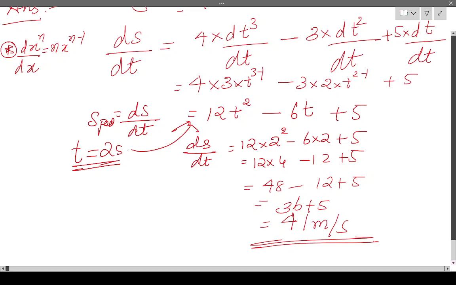This is a way to solve this problem. Let us solve one more problem.